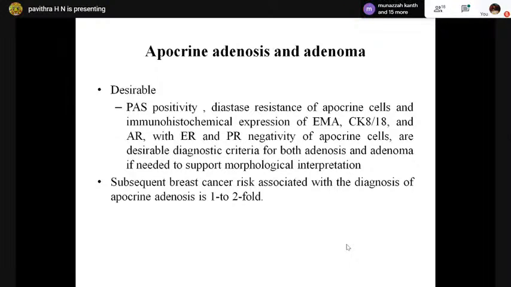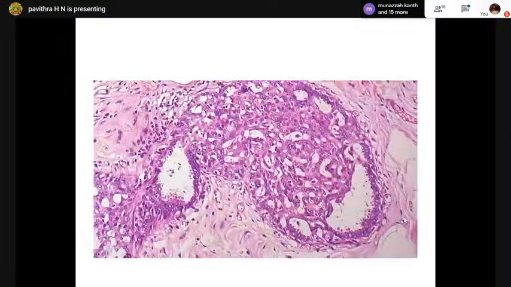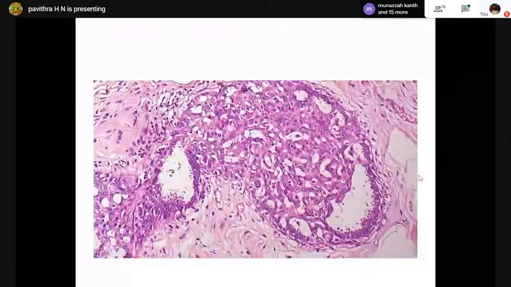So this is just a picture of adenosis showing apocrine change. Gland showing apocrine change. So we can see they have abundant eosinophilic cytoplasm, and they have apocrine snouts here. And there will be some variation in the nuclear pleomorphism.